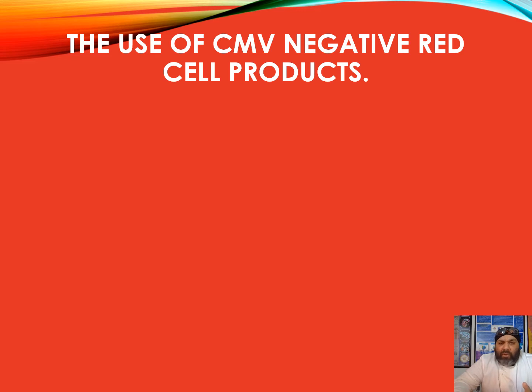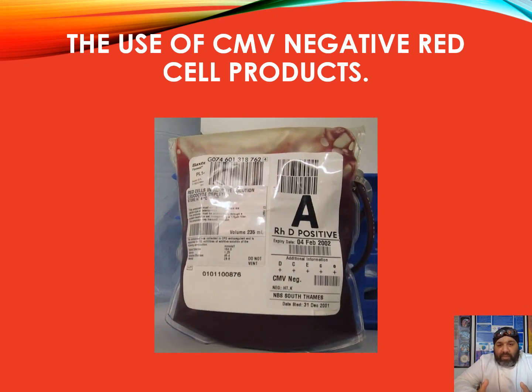So what about the use of CMV negative red cell products? Here is a picture of blood group A rhesus D positive. There's some additional information relating to other rhesus groups, other antigens and antibodies, and other information relating to CMV negative. This one again is leukocyte depleted, and has generally been prepared for anyone who is the same blood group.